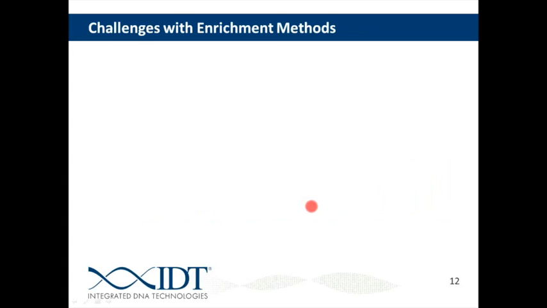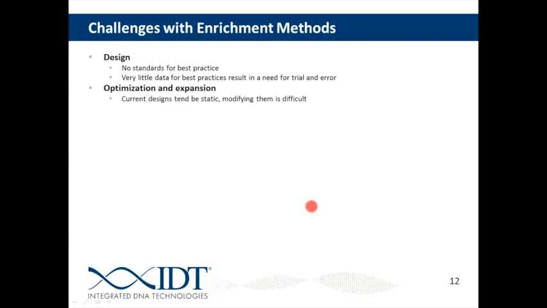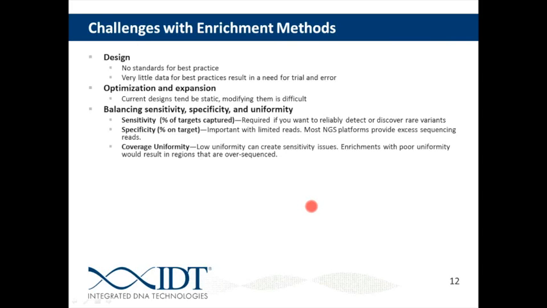So some of the challenges with enrichment methods include design. For example, there are no standards for best practice for design, and there's very little data for best practices, which results in a need for trial and error. Optimization and expansion is another issue, in which current designs that you purchase today tend to be static. So modifying them after you purchase them tends to be difficult. Balancing sensitivity, specificity, and uniformity is also a challenge.